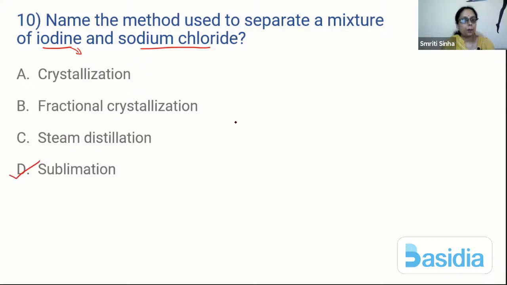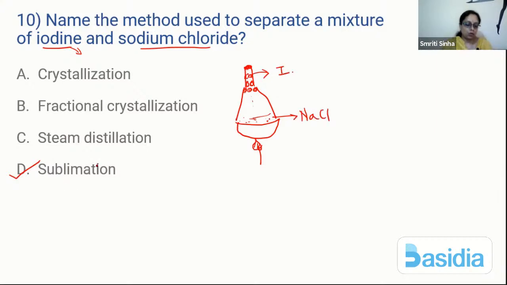If you take these two components together in a petri dish and put an inverted funnel over it, with cotton in it, and start heating, the iodine will evaporate and go above. It will sublimate, so it will not convert into liquid; the solid will get directly converted to gas, and on the cold surface of the funnel it will get condensed. You can remove this iodine, and NaCl will remain below because it is not a sublimable compound. You can collect NaCl from here and the iodine from above, and therefore sublimation can be used to separate these two.